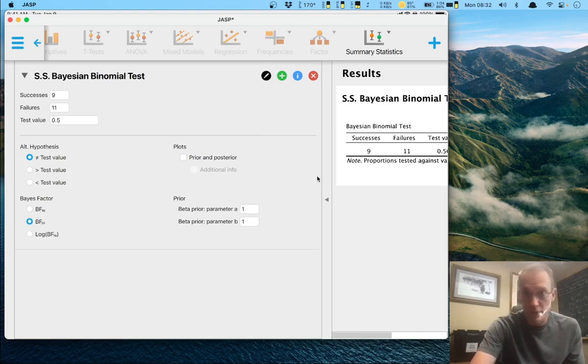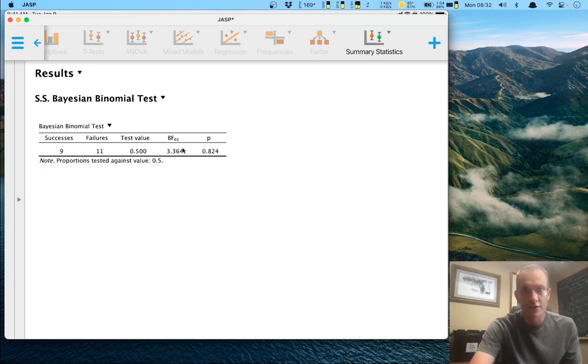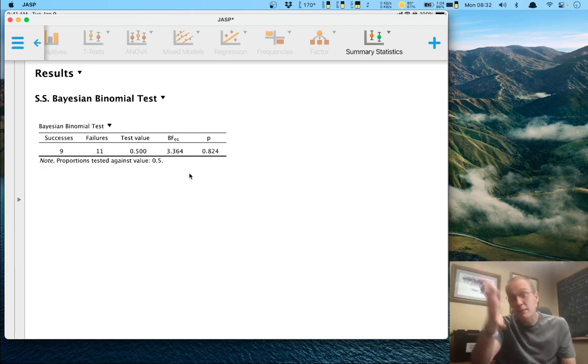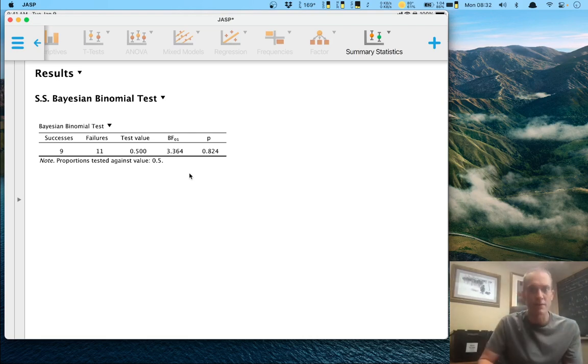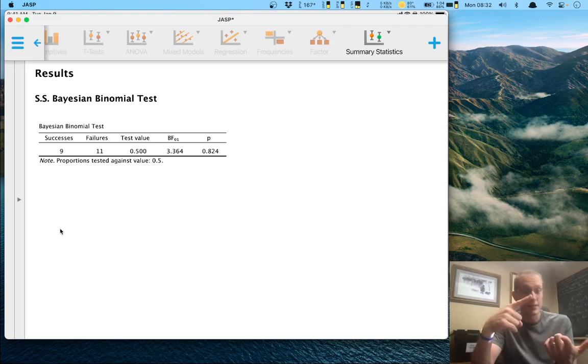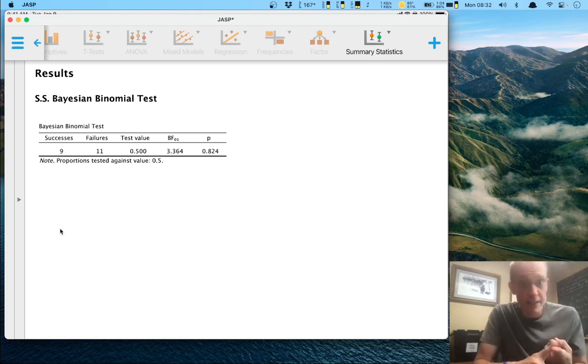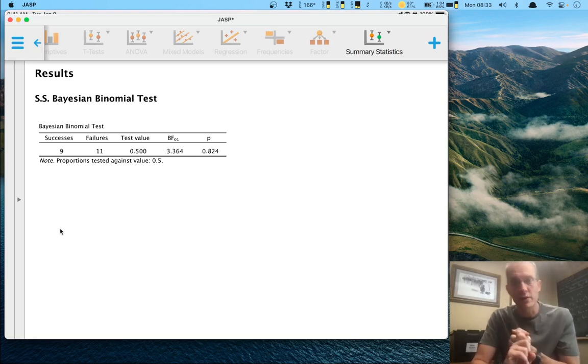And so if we do that and then go back over here, you'll see that the Bayes factor we got is exactly the same one that we've gotten multiple times throughout our lectures. It's 3.364. Now that's the Bayes factor, right? So we can write that up. We can say the data are 3.36 times more likely under the null hypothesis than they are under the alternative.